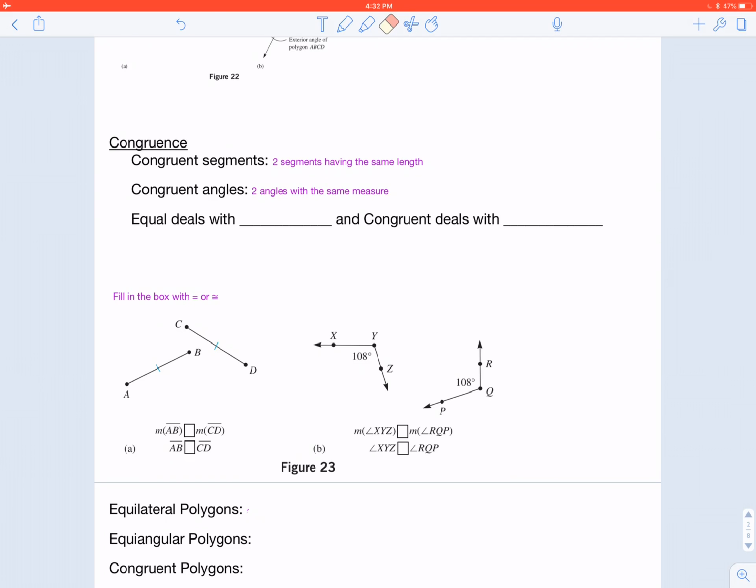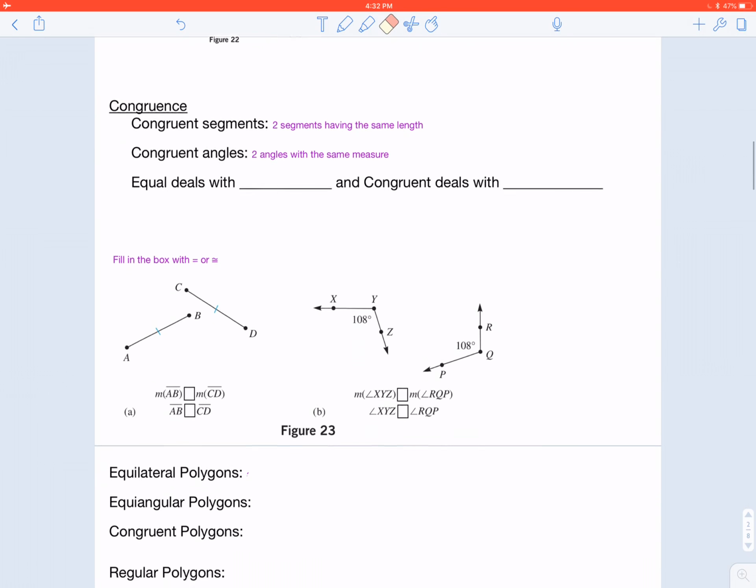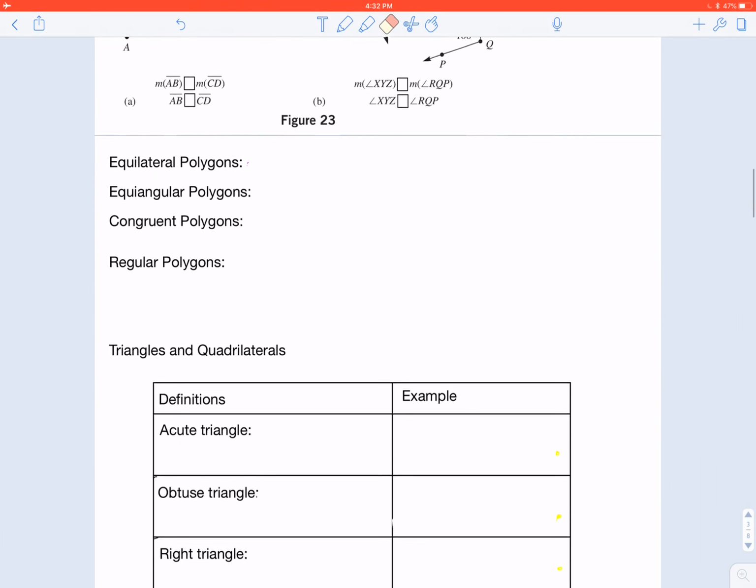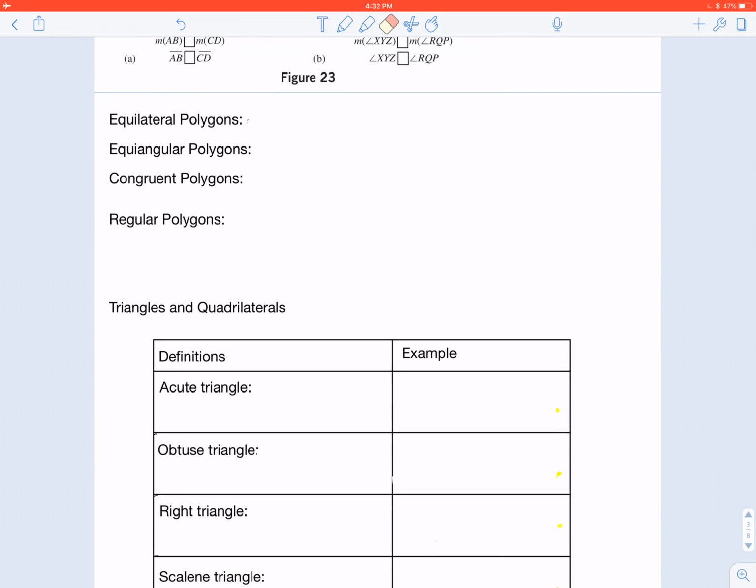Hold this in your brain. We're going to discuss heavily the difference between being equal and being congruent when we come to class. I'd also like to direct your attention to these polygons. Equilateral polygons, this is where all of the sides are congruent. Equiangular polygons, this is where all of my angles in the polygon are congruent.